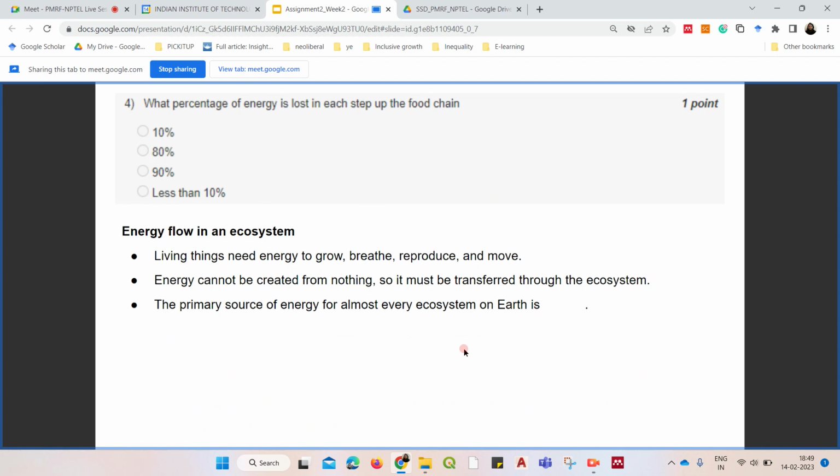The next question is: what percentage of energy is lost in each step up the food chain? You are given options: 10%, 80%, 90%, and less than 10%. So it talks about energy in the food chain, or energy in the ecosystem.